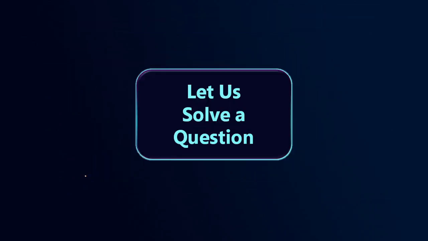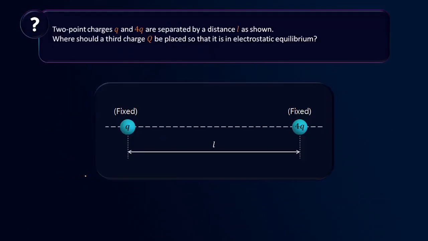Now, let us solve some questions on this concept. Two point charges Q and 4Q are separated by a distance L as shown. Where should a third charge Q be placed so that it is in equilibrium position? Let us say that in this case we have two charged particles. One is Q, another one is plus 4Q. And we want to place one charged particle in between them so that it remains at equilibrium.